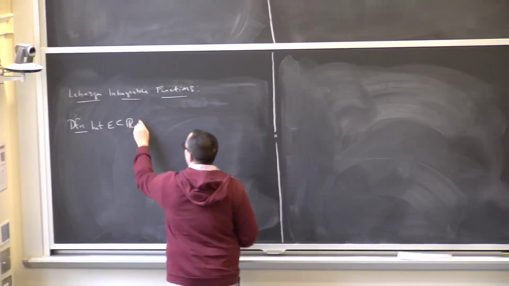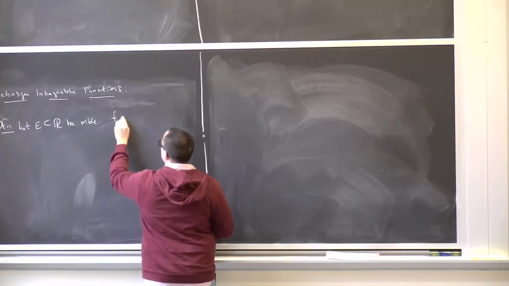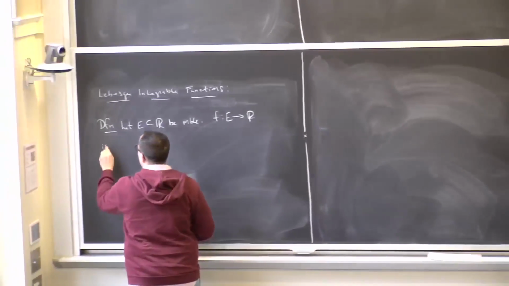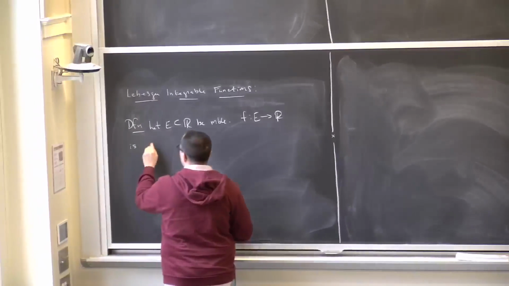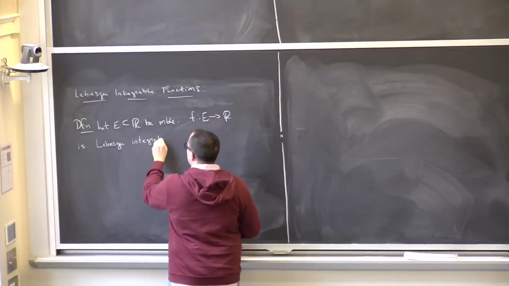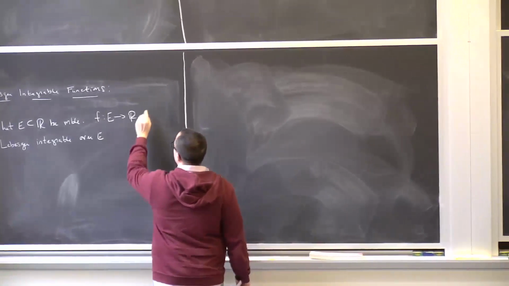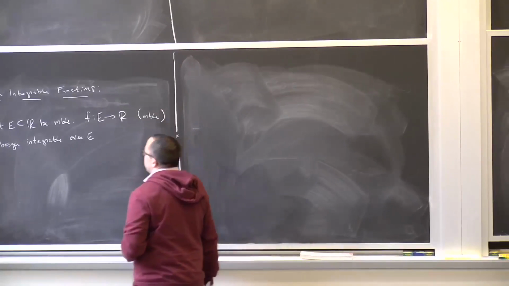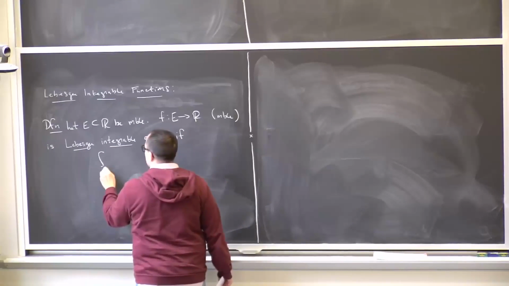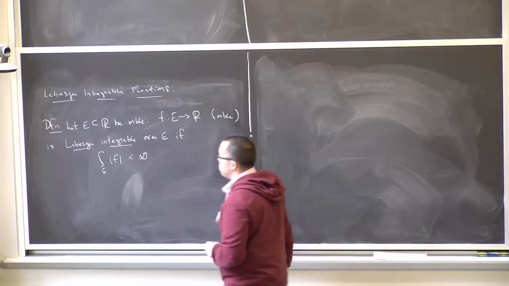Let E be a measurable subset of R. A measurable function f from E to R, so it's real valued, is Lebesgue integrable over E if the integral of the absolute value of f is finite. Okay?